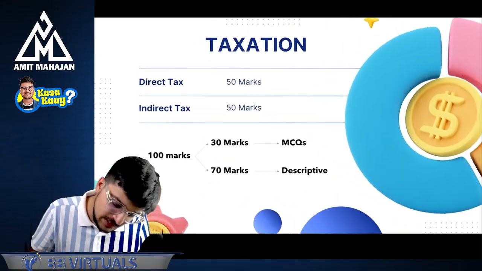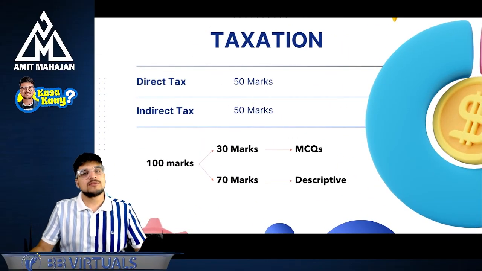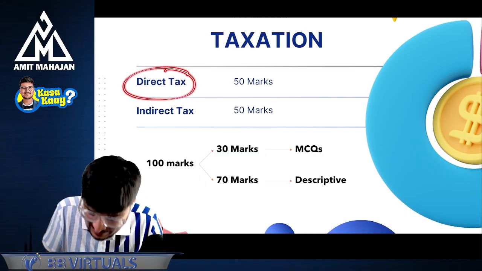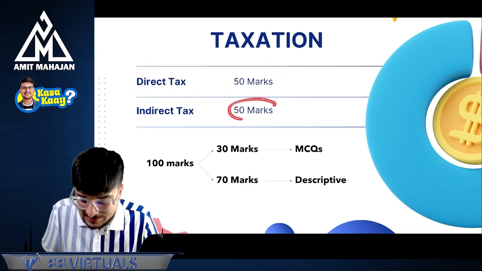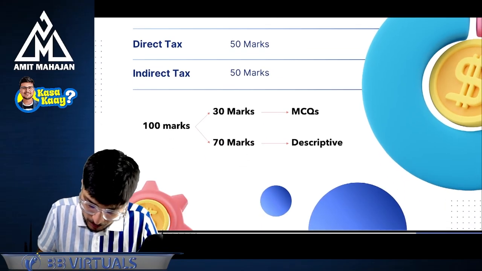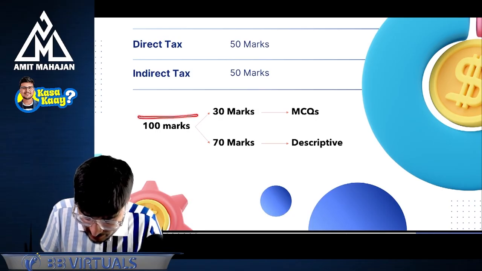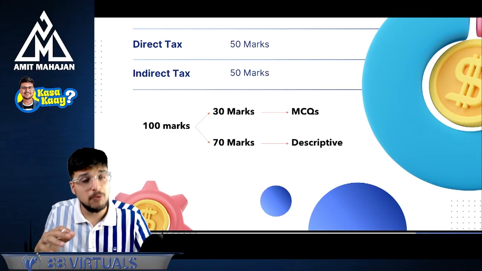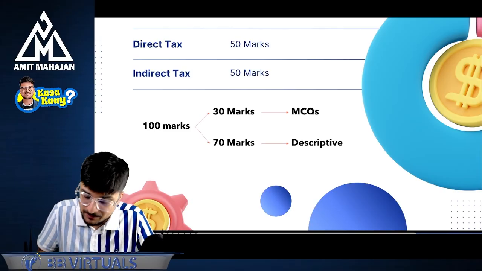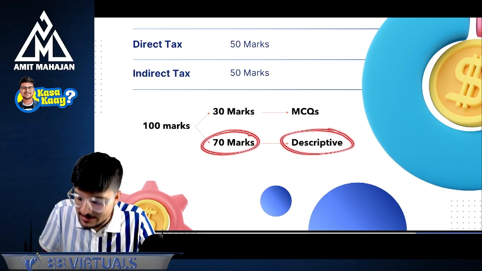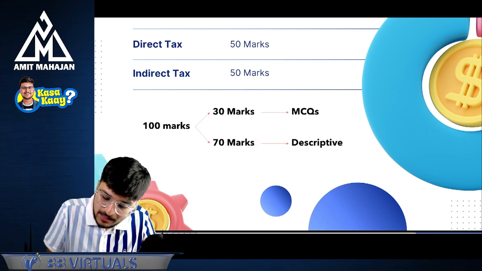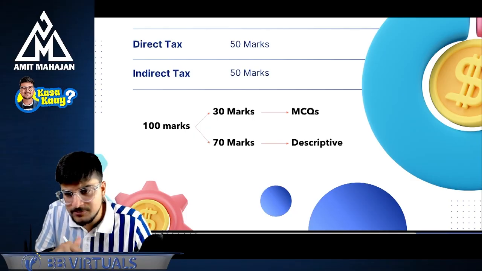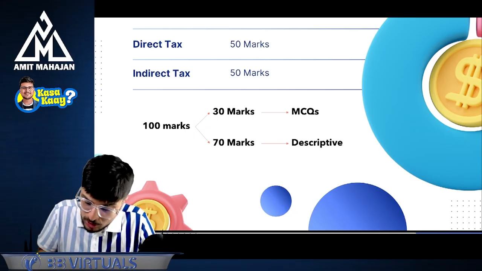Okay, so our taxation paper is of 100 marks, correct? Of the 100 marks, direct tax has 50 marks and indirect tax has 50 marks. Very simple. Now, if you see the question paper, you will find that 30 marks are of MCQs, which is the most tricky part, and the 70 marks is descriptive, right? How are we going to tackle this? You'll understand everything, we will discuss everything. So don't worry at all.